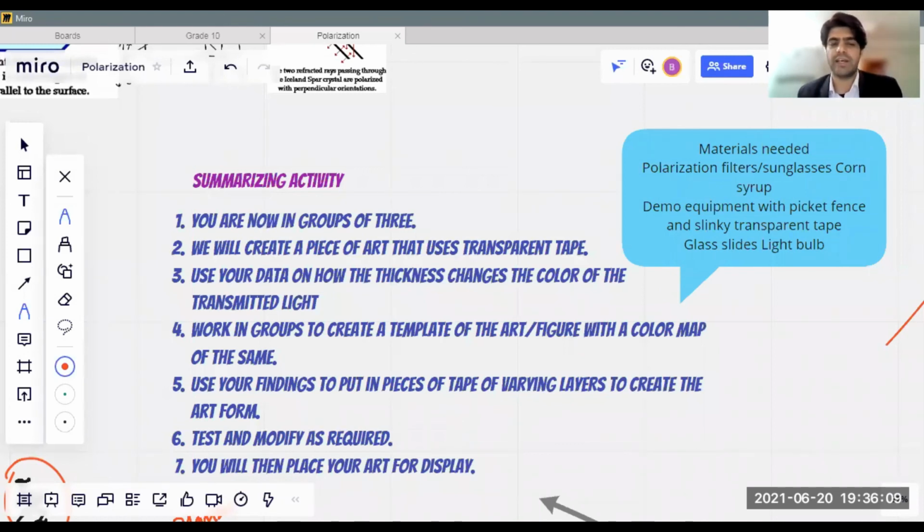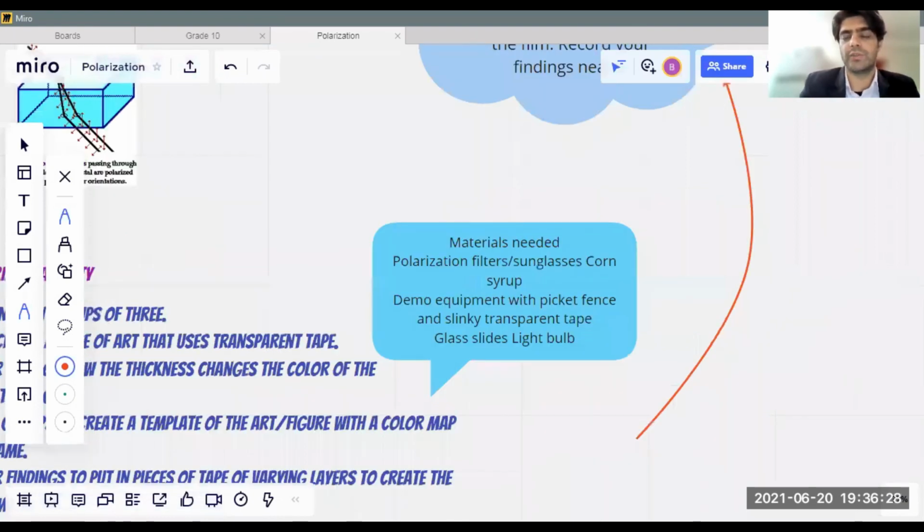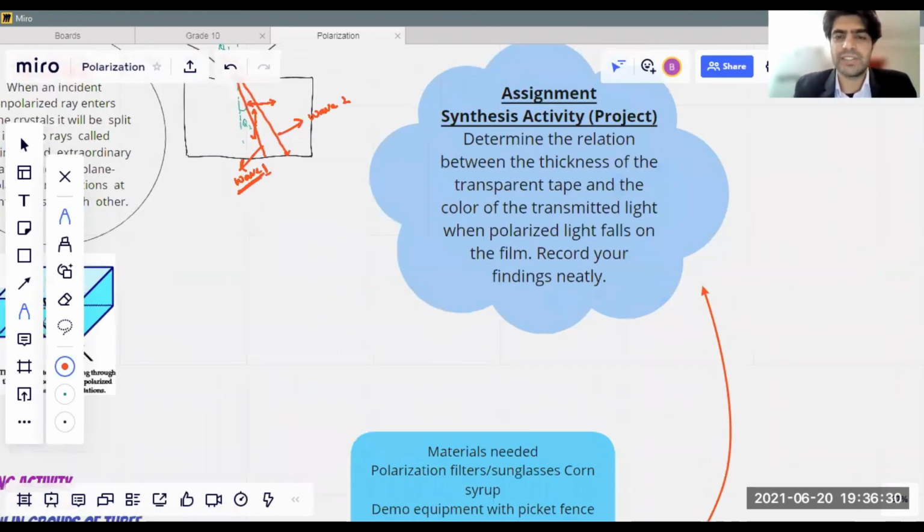You have to create a piece of art using transparent tape. So it is an integration of art with physics. Create your own art depending upon the same process of polarization, then record your observations and come up tomorrow with your modified answers. You can display your art, and then we will discuss it in the whole class. This is the end of the topic.